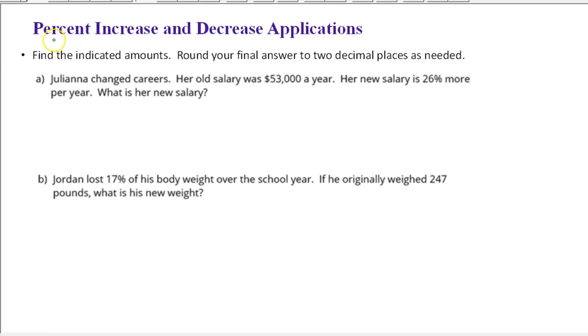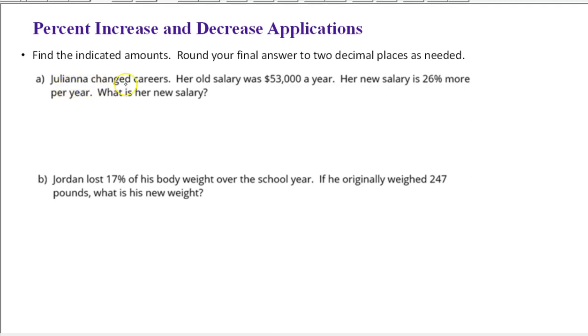In this video, we're going to look at percent increase and decrease applications. Find the indicated amounts and round your final answer to 2 decimal places as needed. So let's look at the first problem. I'm going to highlight the givens and the goal.